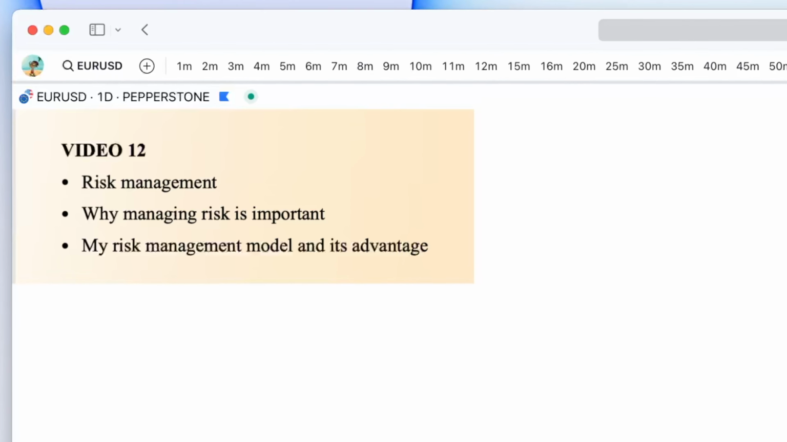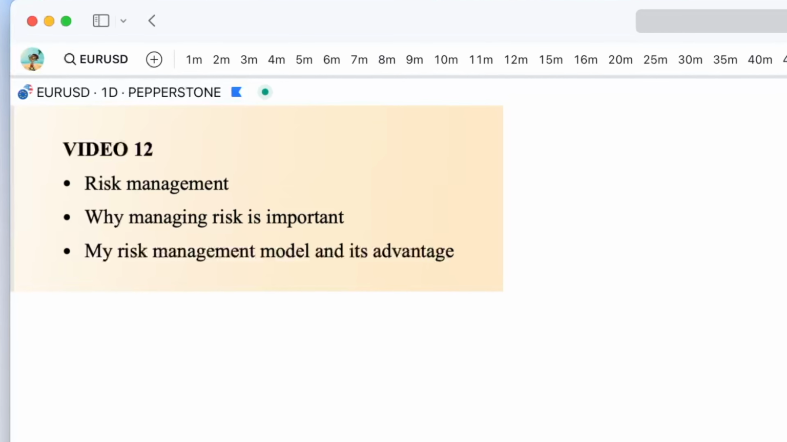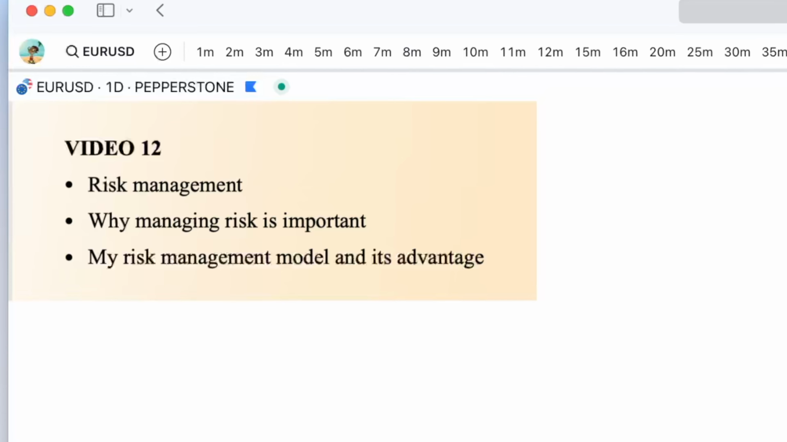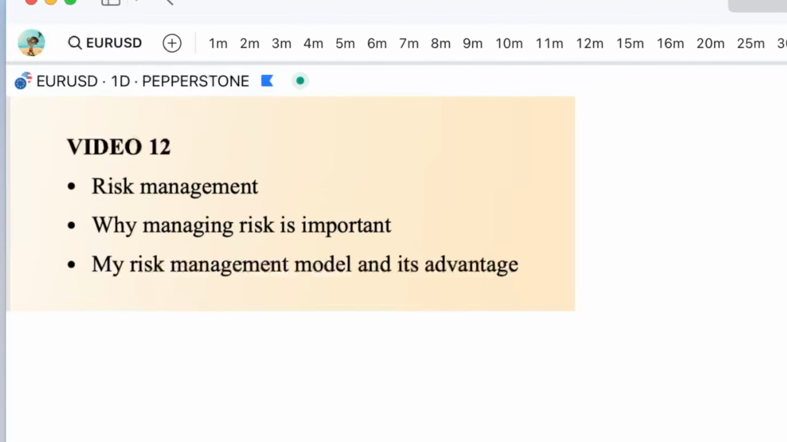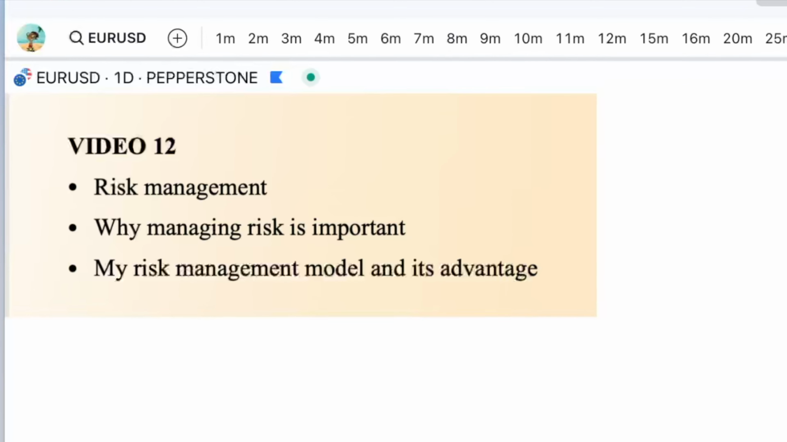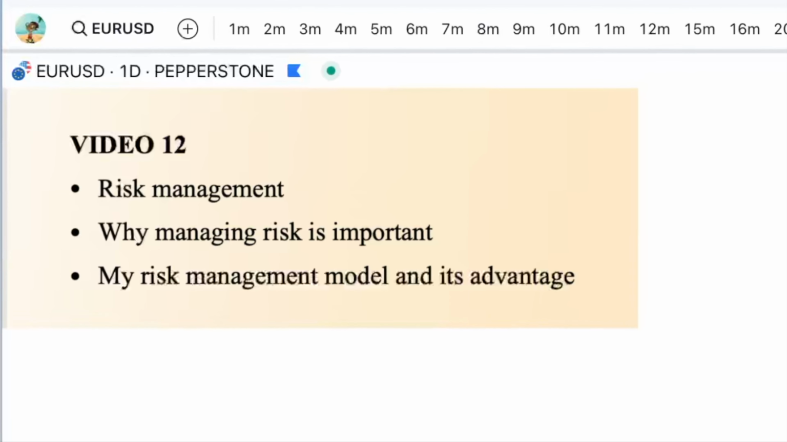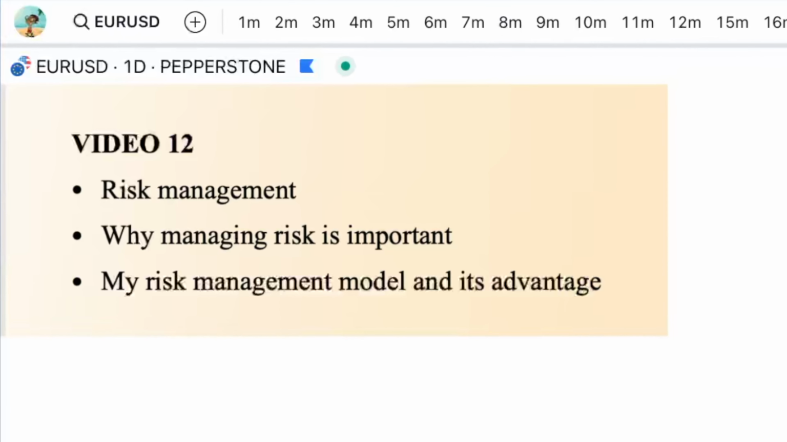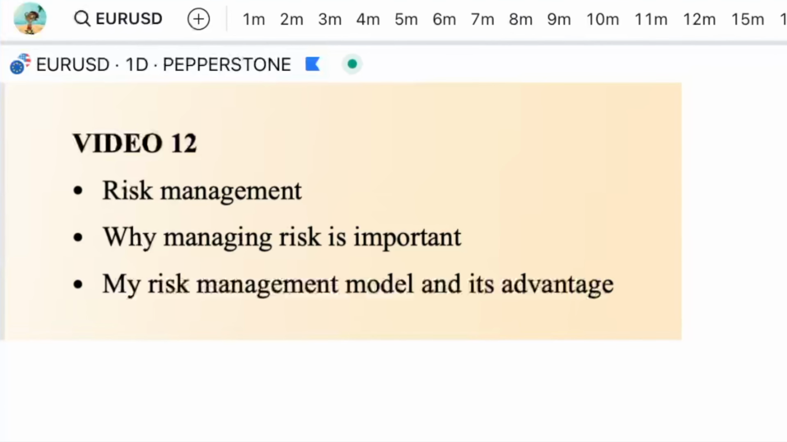We all know that there is a lot of risk involved when trading Forex. So you being able to manage your risk at the early stage, or understanding what risk management is, really going to help you in the long run. So I'm going to be looking at risk management, why managing risk is important, and my risk management model and its advantage. I'm going to be explaining that to you.